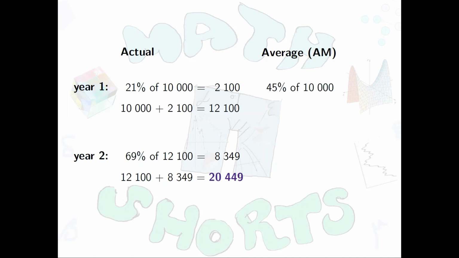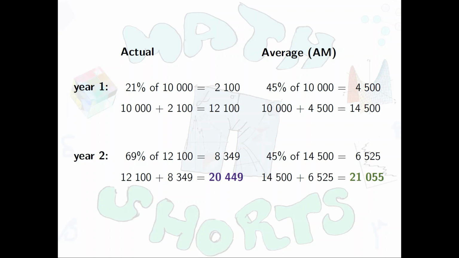So 45% of 10,000 is 4,500. So our population would be 14,500. Second year, 45% of 14,500 is 6,525, which gives us a total of 21,055, which is actually bigger than what the real result is. So something's going on here. If we use averages in sort of normal situations, you would get the exact same result. So let's take a closer look at what's happening here.